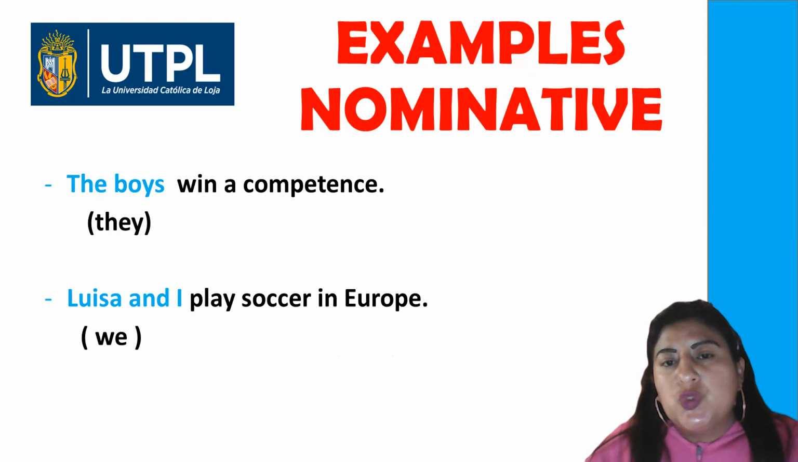After, we have 2 more examples. The boys win a competition. The boys is a subject, a nominative, and its pronoun is they. Luisa and I play soccer in Europe. In this case, we have Luisa and I as a subject, a nominative, and the pronoun is we. These two sentences are in plural. For that reason, I use the verb also in plural. In total, we have 5 sentences about nominative case.